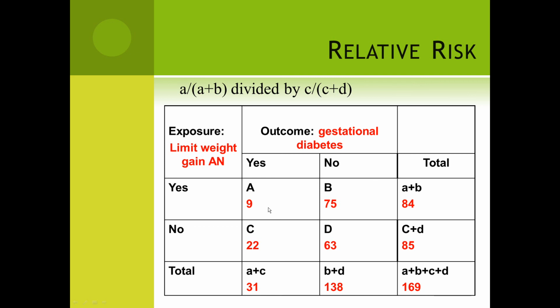This is telling us that in the women who did limit their weight gain, we had 9 women who developed gestational diabetes out of a group of 84. And in the women who didn't limit their weight gain, we had 22 women who developed gestational diabetes out of a group of 85. Now this is a fictitious study, I have to tell you. These results are completely made up.